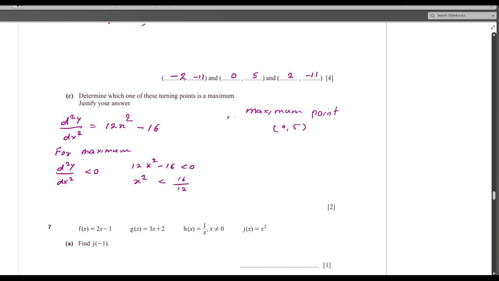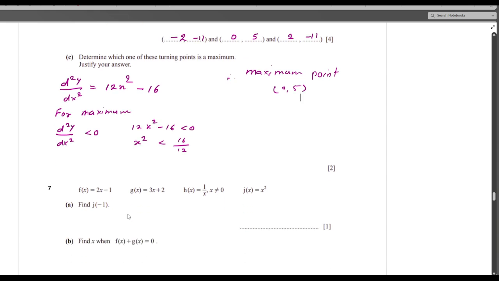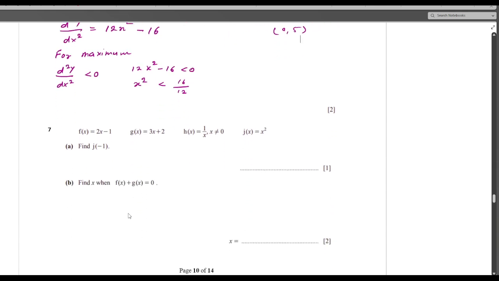You can take one point and then check what d square y by dx square you are getting. By that also you can give the answer. Now find j of minus 1. Now here functions are given. You have to first find j of minus 1. So j of minus 1 is minus 1 square. So minus 1 square is what?